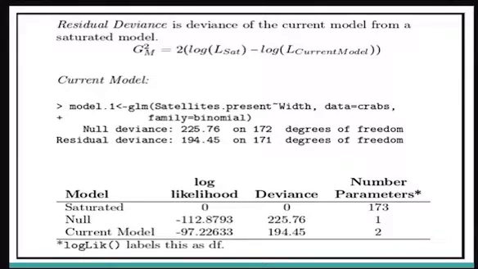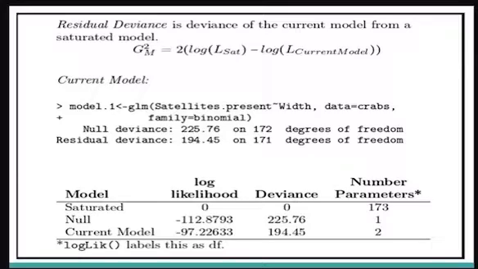The null model is an intercept model where we only have one parameter. What was the parameter here? Beta naught. The current model is the one that comes in between. How many parameters do we have? We got 2, beta naught and beta 1. Why are we having 2 parameters? Beta naught is for the intercept, and beta 1 is for the width.